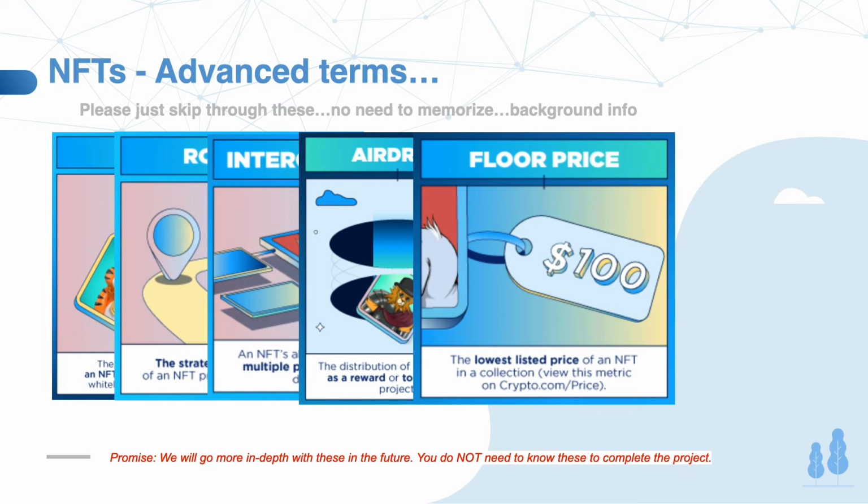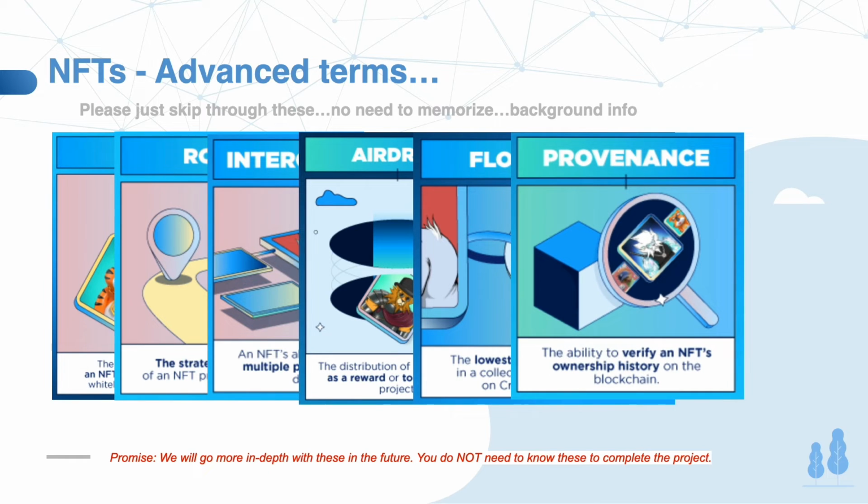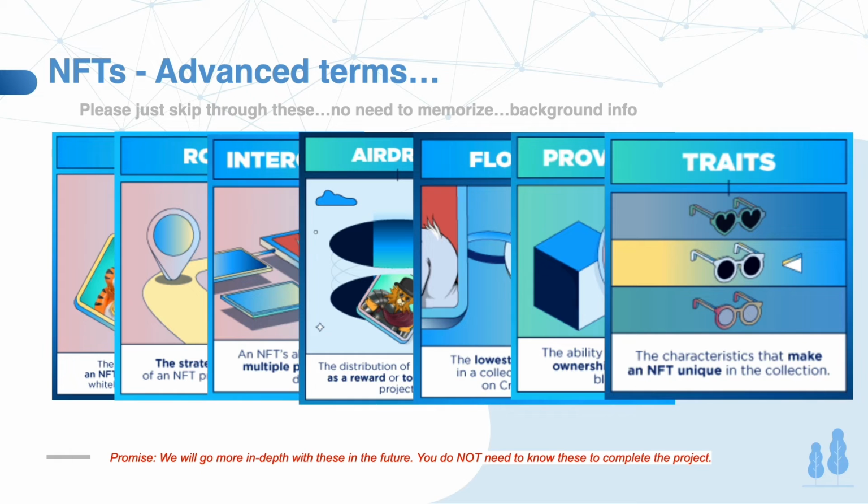Floor price, which is something we will talk about when we post your image on the site. It's basically the minimum price that you're willing to sell something for. The provenance is just a sophisticated term for proving ownership history on the blockchain. And we will see as we get into NFTs a little more, especially these images, the traits of an image are those things that make it unique in the collection.